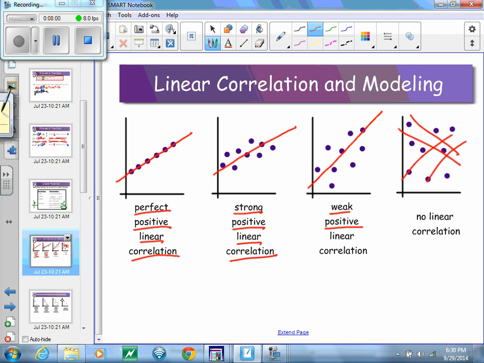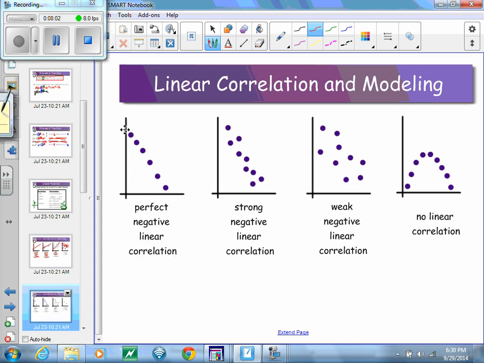To show you some negative correlations, here I have a perfect negative correlation because they're all in a straight line. You've got a strong negative correlation when the points are close to it, just not on it. And as they spread away, you have a weak negative correlation, as long as you can still see the trend is going downhill.